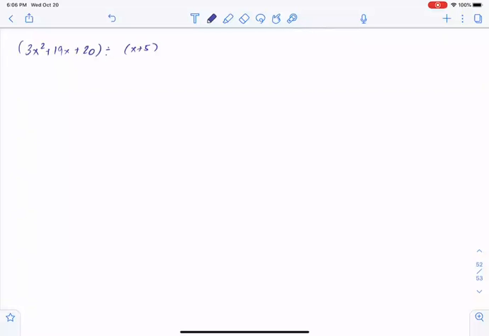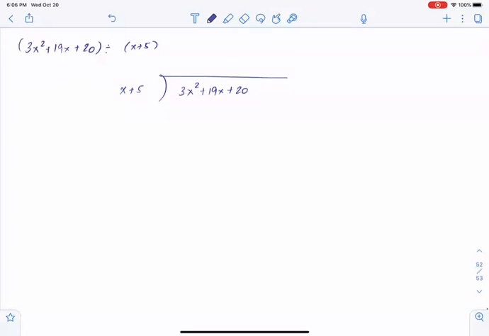So we are going to use long division to divide 3x squared plus 19x plus 20 by x plus 5. We've got to keep in mind that when we use long division, we always subtract as we go along. We don't add, only subtraction. That's something important that we've got to keep in mind.